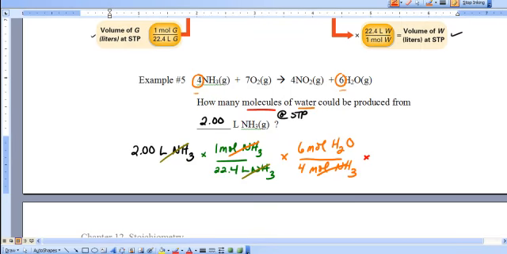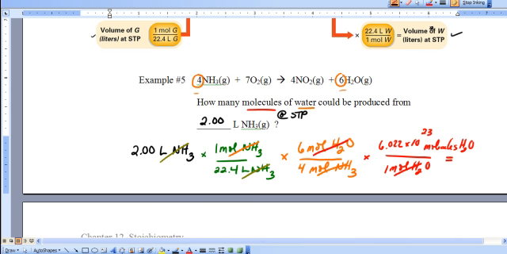We have 6.022 times 10 to the 23rd molecules of H2O over 1 mole of H2O. The moles of H2O divide out, you're left with molecules. Now notice we started with liters of ammonia, we've canceled them out and changed it into moles. We changed the moles of ammonia into moles of water using the mole ratio, and the question asks us to change it into molecules. We have now done that. We're ready to do the calculation.